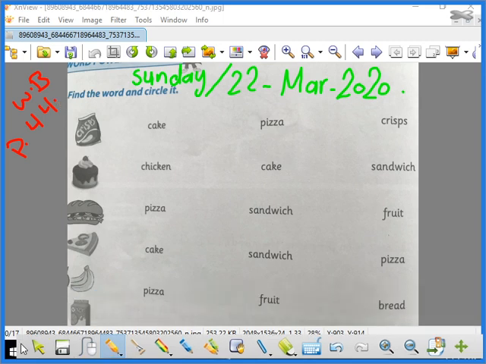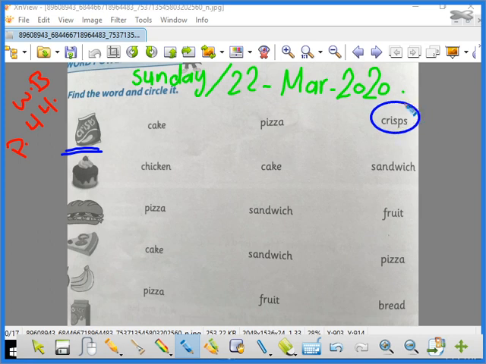Now find the word and circle it. Look at this. What's this? Is it cake, pizza, or crisps? What's this? 1, 2, 3. Yes, it's crisps.